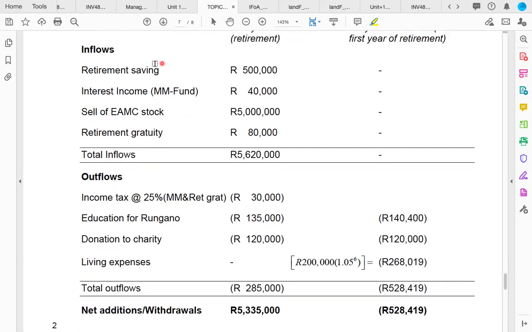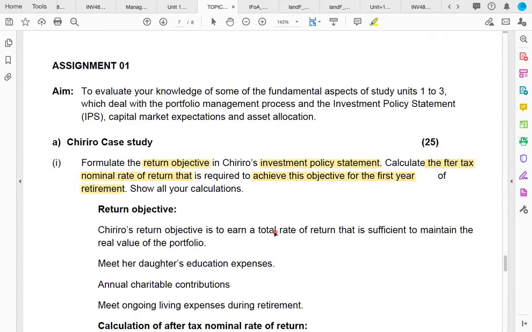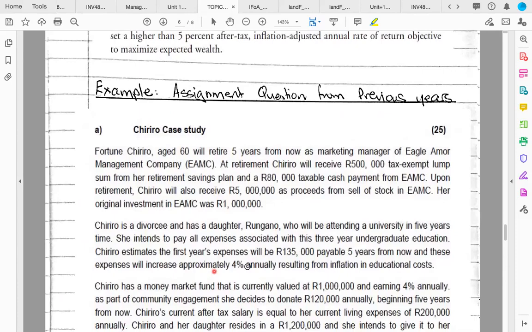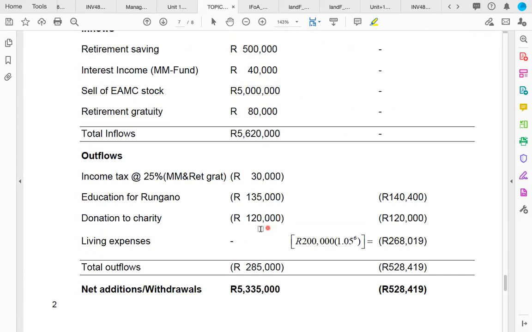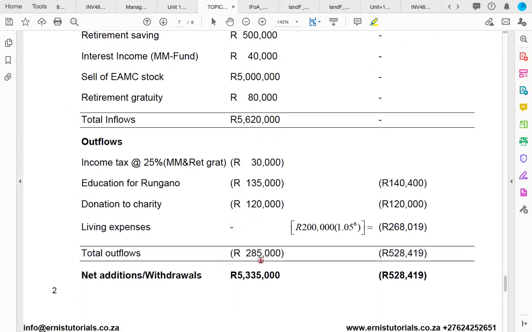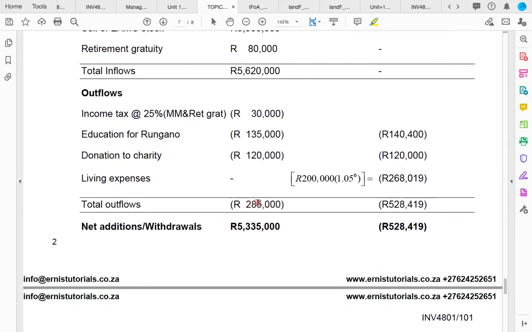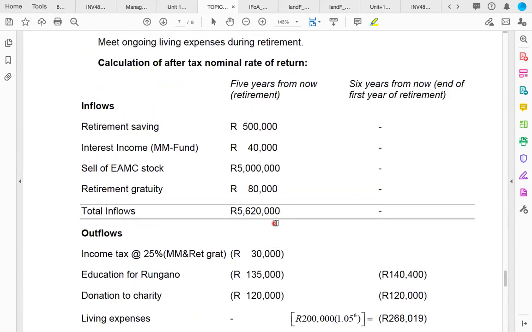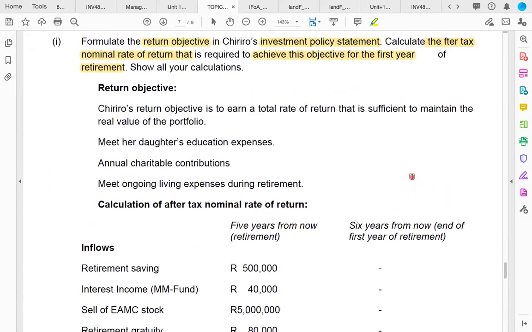She has to pay for her daughter's education. Starting from the year she retires, that will be 135,000. We've been told it's 135,000, but it will increase at 4% each year thereafter. And then the donation to charity is going to be 120,000 for the first year. And then if we add all that up, we get the total outflows. And then if we take the total inflows minus the total outflows, that gives us the net additions and withdrawals.